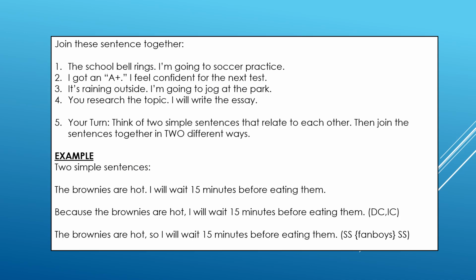So here's the review. You can join sentences together, and you can use them with the dependent thought first and then the independent thought, like we have here. Because the brownies are hot, comma, I will wait 15 minutes before eating them. You can also use a fanboys. So this means simple sentence, and you put a fanboys in the middle. So the brownies are hot, comma, so I will wait 15 minutes before eating them. So here's some sentences you can practice joining together.